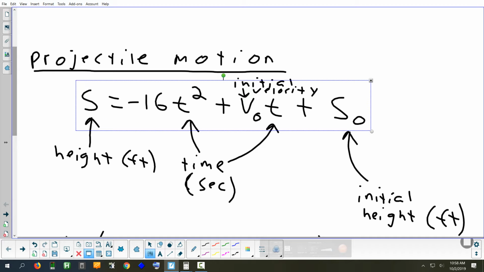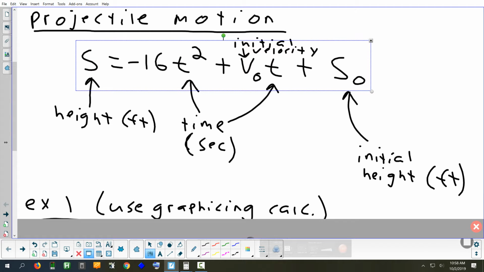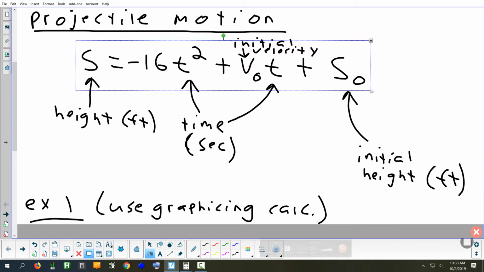So if you were throwing something off the top of a building, the height of your building could be your initial height. I guess technically if you were a baseball pitcher, they don't throw from ground level and release it. The ball is probably 3 feet off the ground, roughly maybe. Okay, but there's our formula. So we're going to take that formula and use a graphing calculator to solve this question.